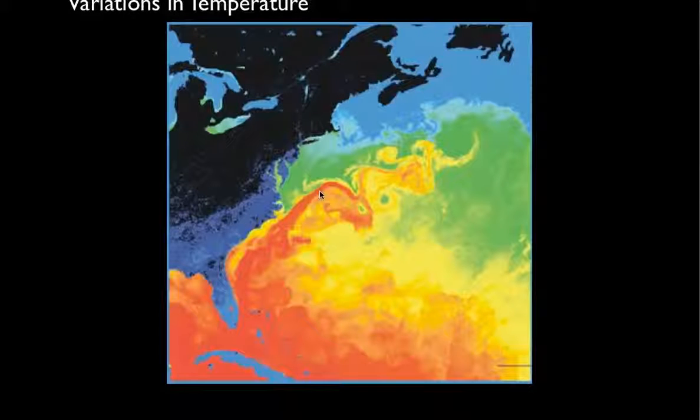Here's another example of the variations in temperature. The dark stuff is the land. The red, the yellow, the green, and the blue is the ocean. Here's Miami, Florida. Here's Cuba. Here's New York. Here is hot water flowing out of the Gulf. Because it's hot, it's less dense, and it stays on the surface. This is why New York is warmer than it should be.